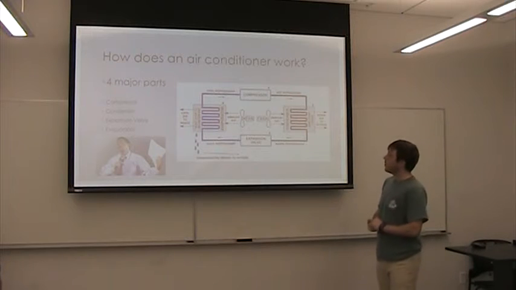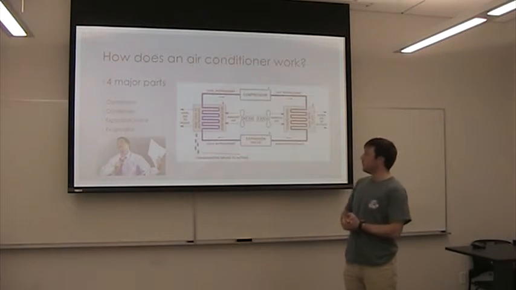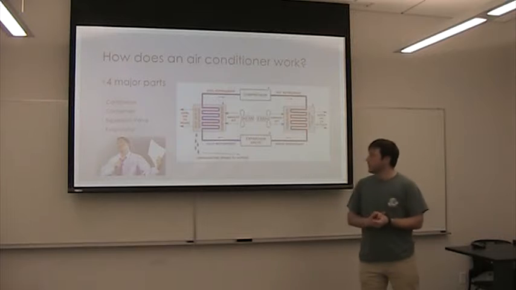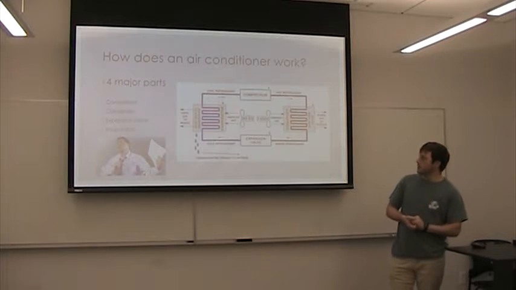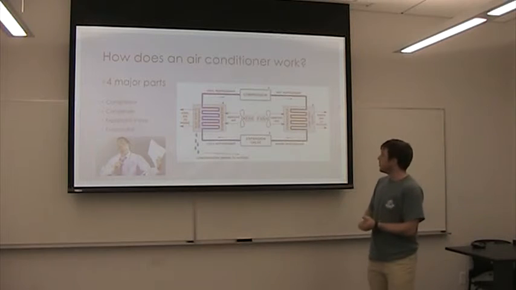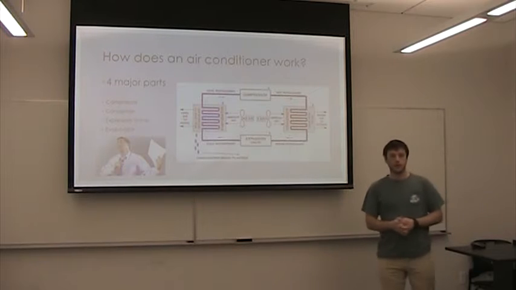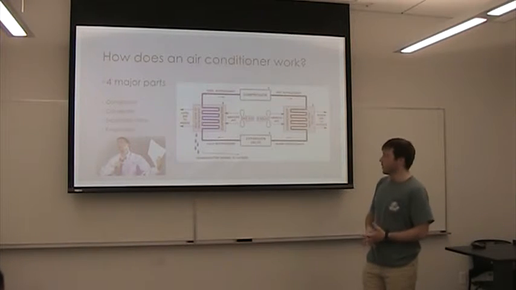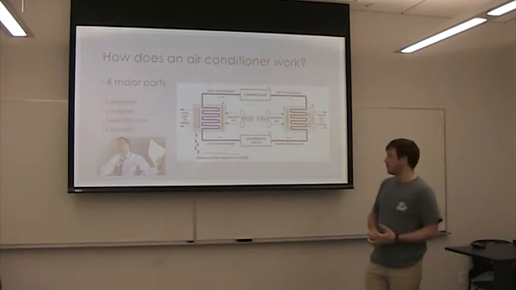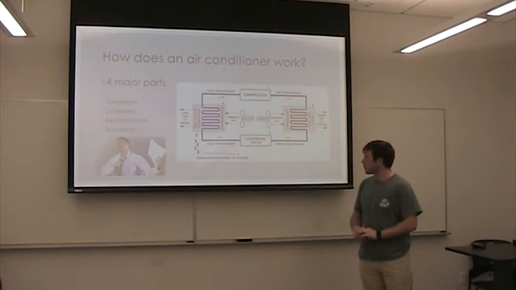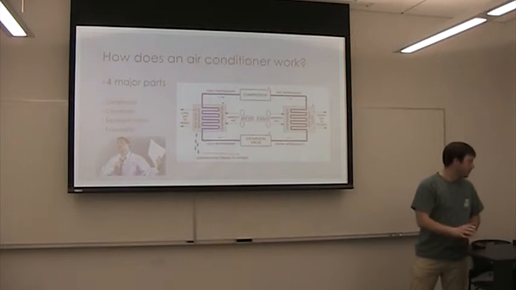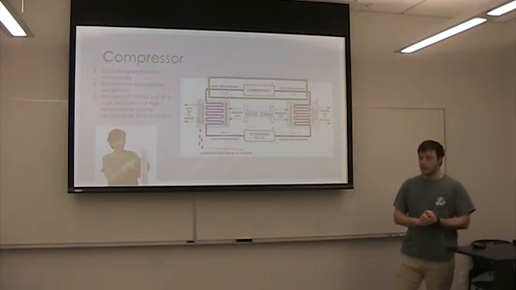So there's four major parts that are required for an air conditioning system. First is the compressor, then the condenser, then the expansion valve, and the evaporator. You can see this is a picture of the entire cycle here. There's also fans. These fans are used for forced convection, but if they weren't there, the system would still work using free convection. So we'll go through each one of the parts individually.